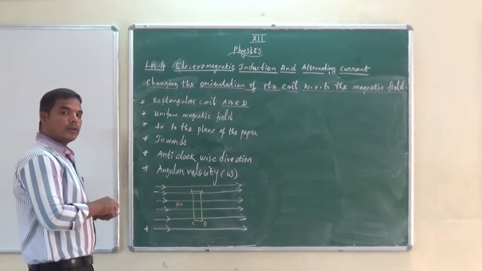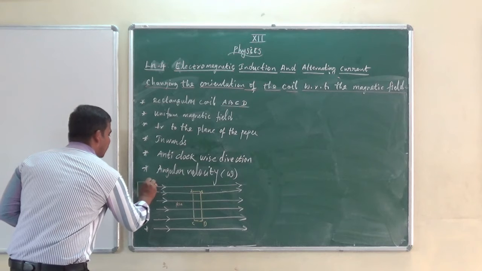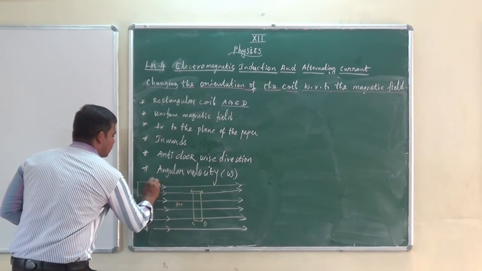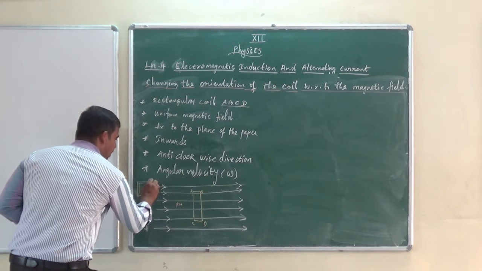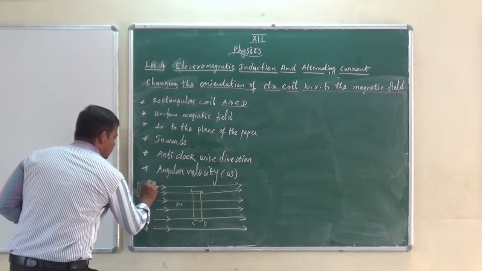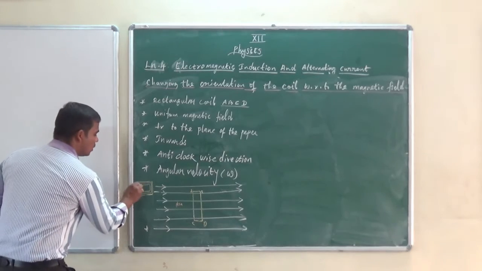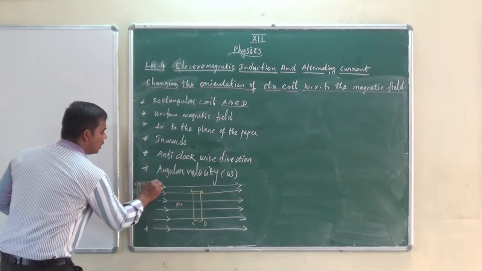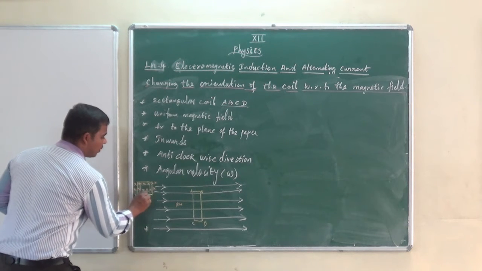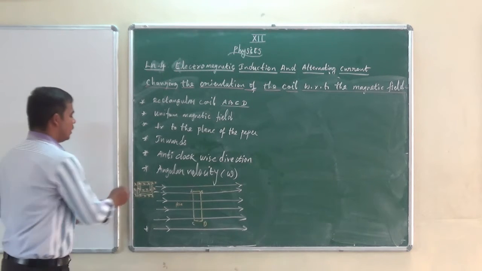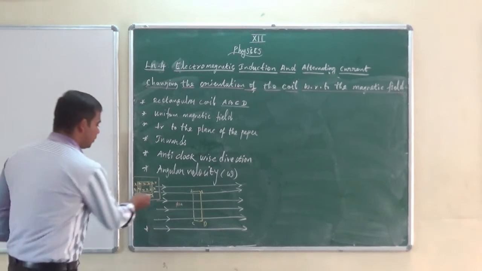Suppose you want to see the bottom view or side view, the rectangular frame looks like this. The frame has n number of turns. The magnetic field is perpendicular. In our previous classes, we have discussed the uniform magnetic field acting perpendicular to the plane of the paper. We indicate it with the cross symbol.